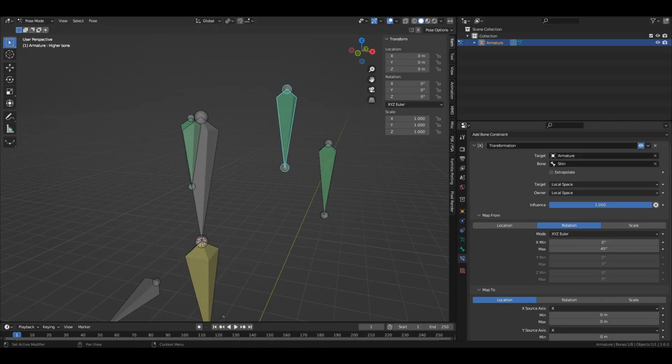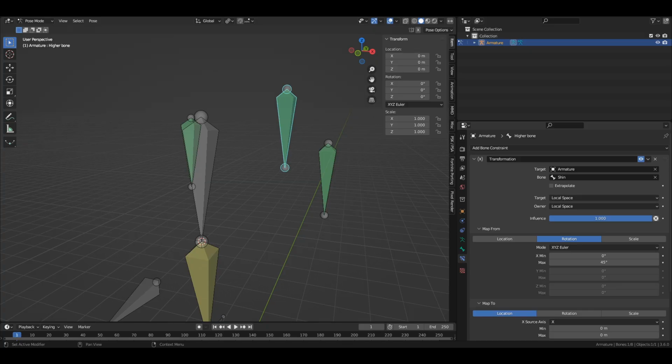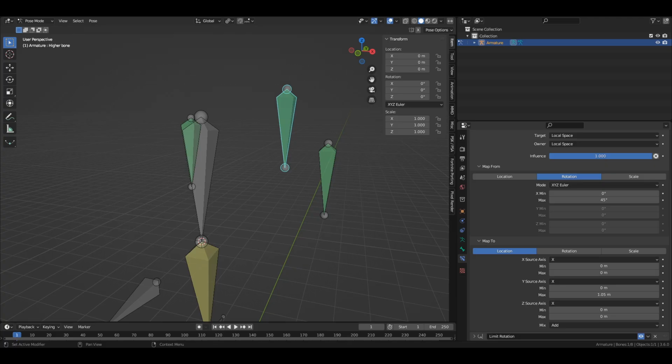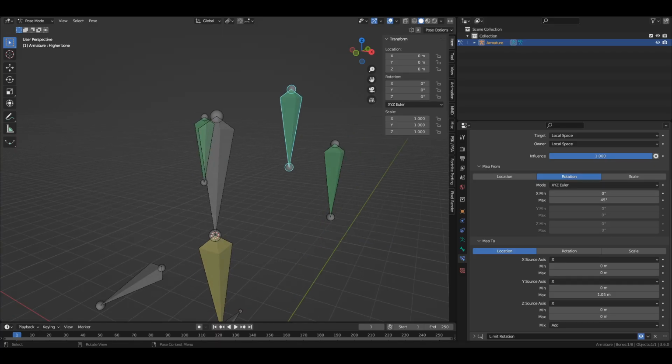So we map from, and also the target and owner both need to be on local space. The influence needs to be at 1. We map from rotation, which is XYZ Euler, and the maximum needs to be 45, whatever number. Since this is positive, we put the positive value in the max setting. We cannot put a positive value in the minimum. If it was negative, you would put this value, which has to be negative, in here. But in this case, it's positive, so it needs to be this way.